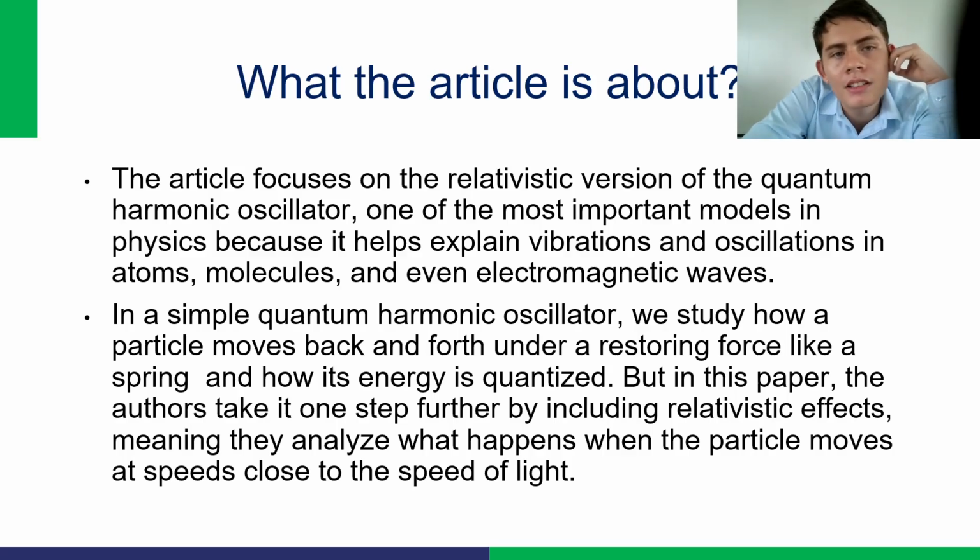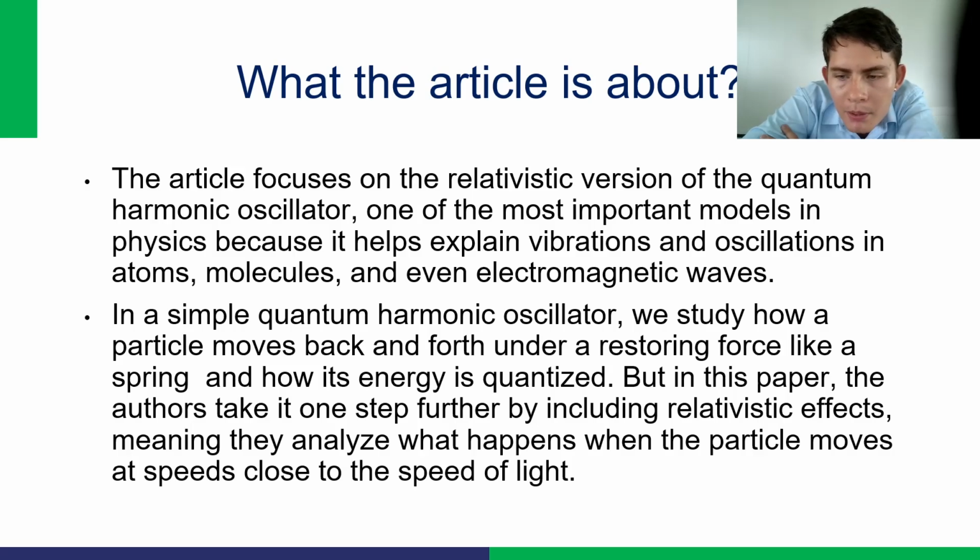Let's continue with the first question: what the article is about. The article focuses on the relativistic version of the quantum harmonic oscillator, one of the most important models in physics because it helps explain vibrations and oscillation in atoms, molecules, and even electromagnetic waves. In a simple quantum harmonic oscillator, we study how a particle moves back and forth under a restoring force like a spring, and how its energy is quantified.